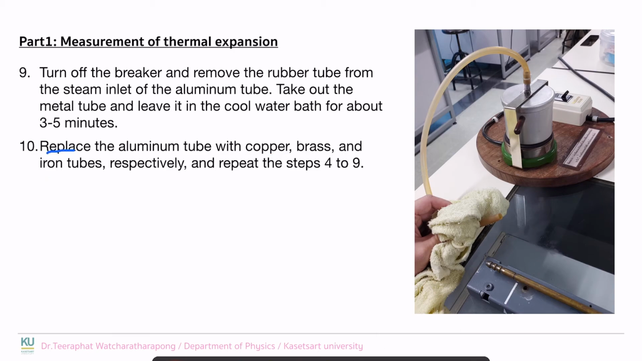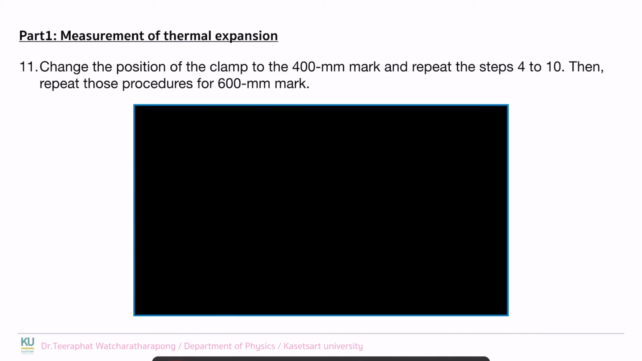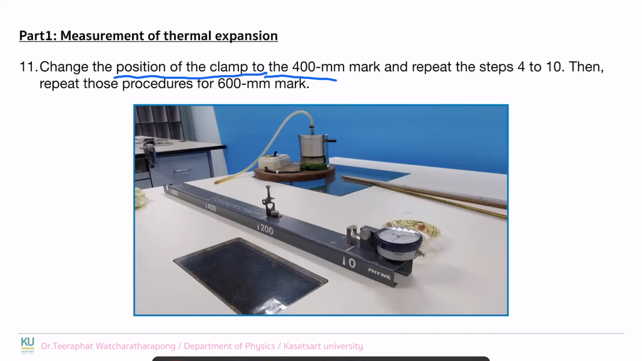Then you change from the aluminum tube to another type of metal and do the same from step 4 to 9, and then change from copper to brass, do the same from step 4 to 9, and change from brass to iron tube. After you complete all types of metal tube, change the position of the clamp from 200 mm to 400 mm as shown in the video.